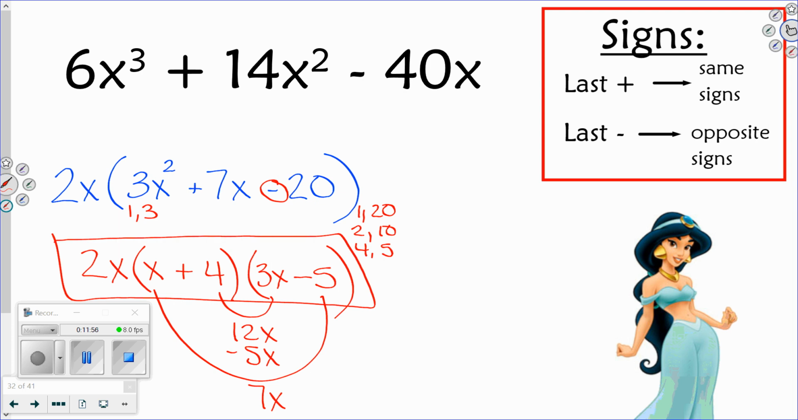So order does not matter, like with parentheses. So as long as you have a 2x out in front, one of your parentheses is x plus 4, and one of them is a 3x minus 5. You are good to go.